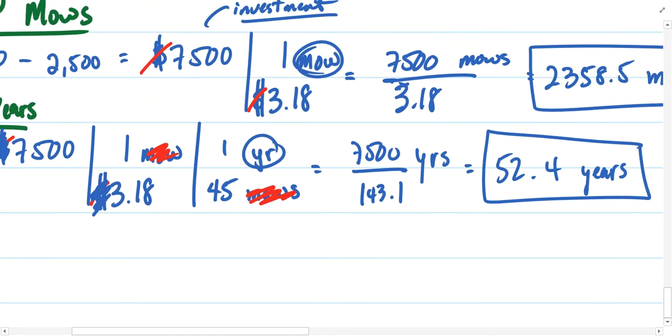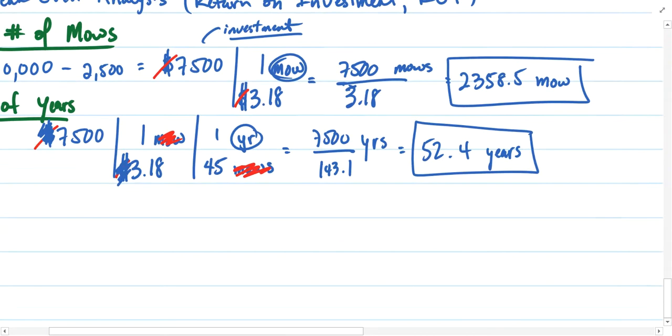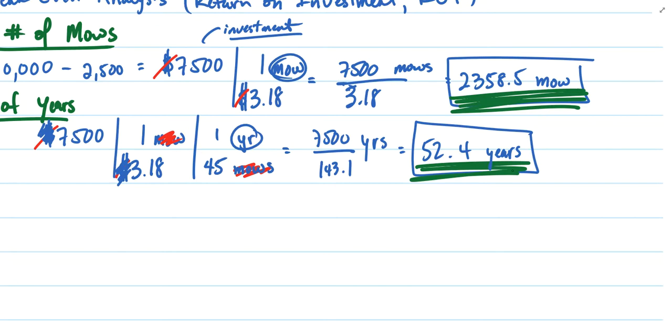Well, that's true. And in this case, that's true. We do save some money. But in order for the amount of money that we save in cutting the grass each time to pay for the cost of that new machine, we've got to cut the grass 2,358 times. Or while cutting grass around the house, it's going to take 52 years for that machine to pay for itself. It just doesn't seem realistic or right to me.